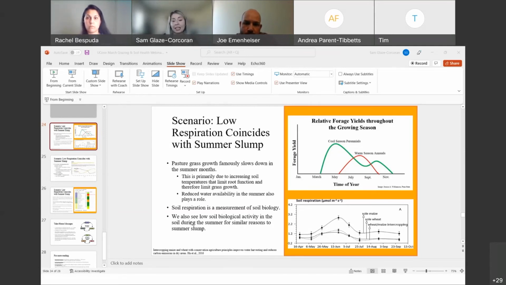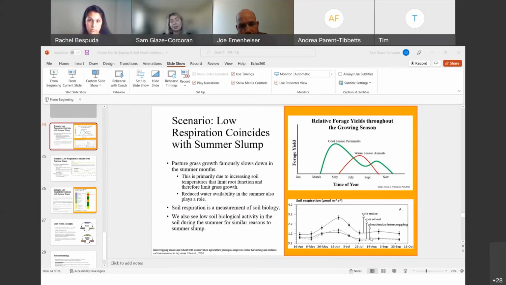So what's really interesting is we see that soil respiration is the highest. It starts to go up as the soil starts to warm up in May, and it peaks around June, and then it rapidly plummets in July. And that rapid plummet is the same rapid plummet that we see in our pasture grass productivity.